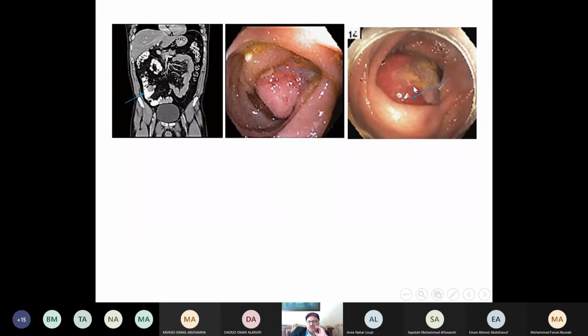And this is through the colonoscope, where we have seen the small intestine inside.